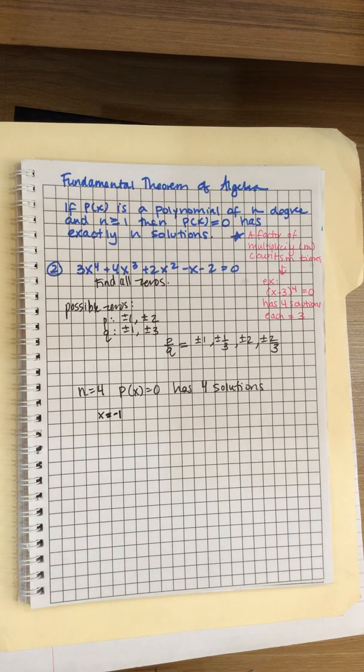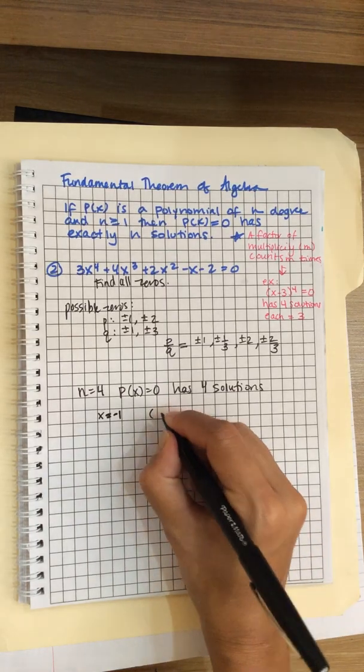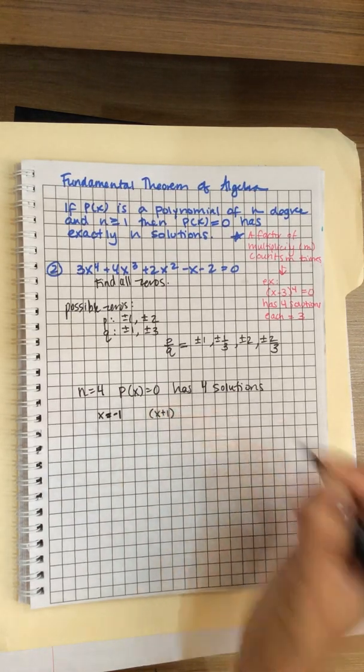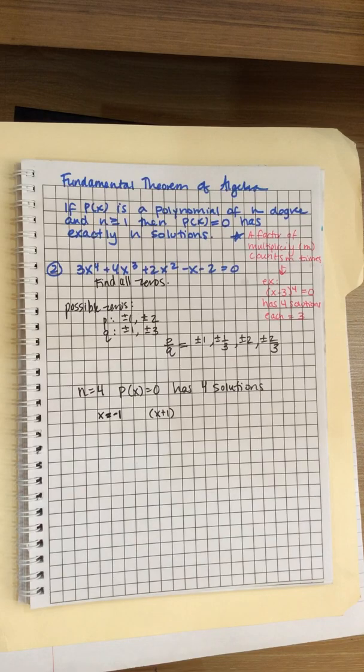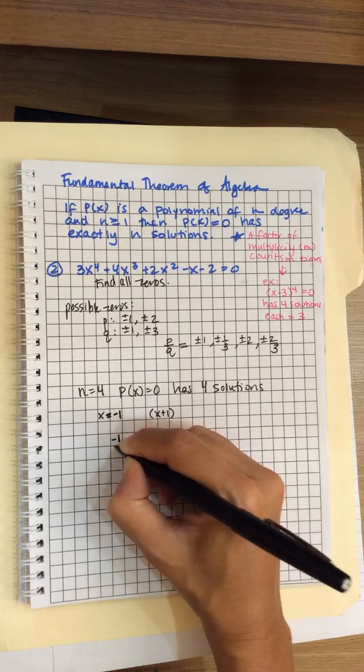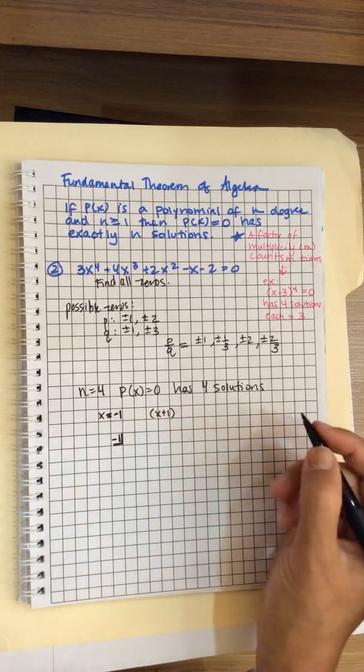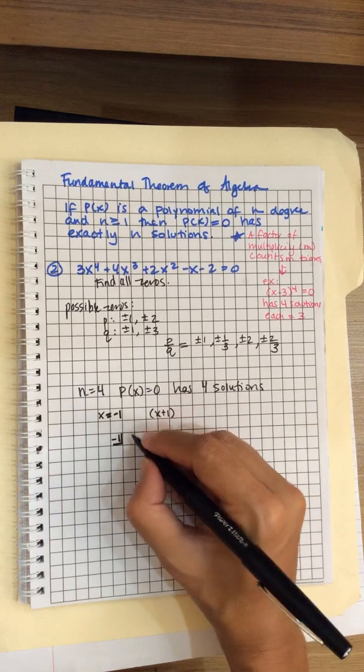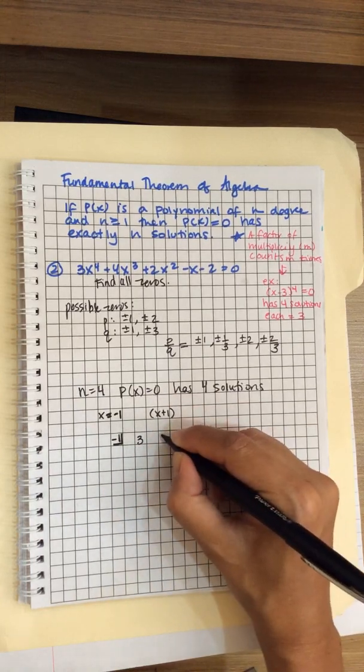So if x equals -1, remember that means that if we factored it, it would actually be this. Factoring out x plus 1, or x equals -1 when you set it to 0. So let's see if that's a solution, which means since it's just x plus 1, I can use synthetic division instead of long division.